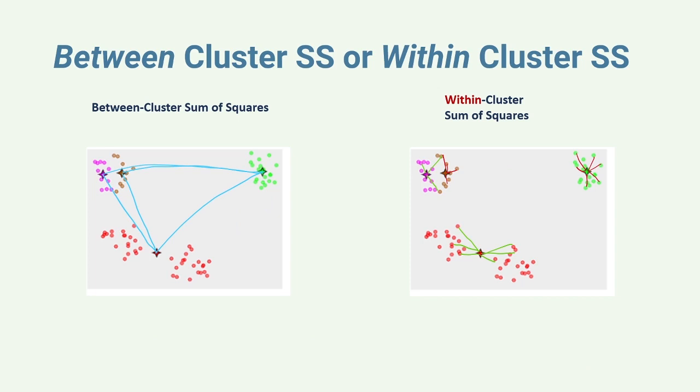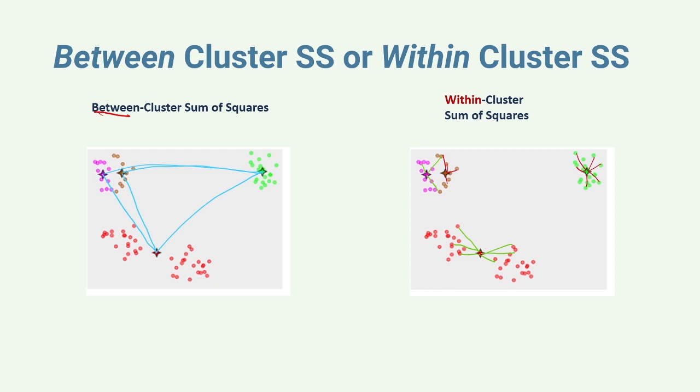There are two ways that you can measure the fit of clustering. I say the word fit with quotation marks because this is an unsupervised problem, so we're really not fitting anything. But we can measure how well everything's grouped together. There are two ways to do this. You can look at the between cluster sum of squares, which is where you just sum up all the distances squared from one center to another.